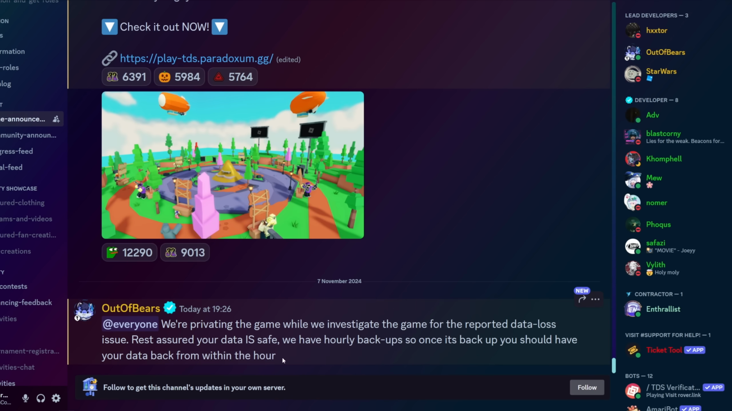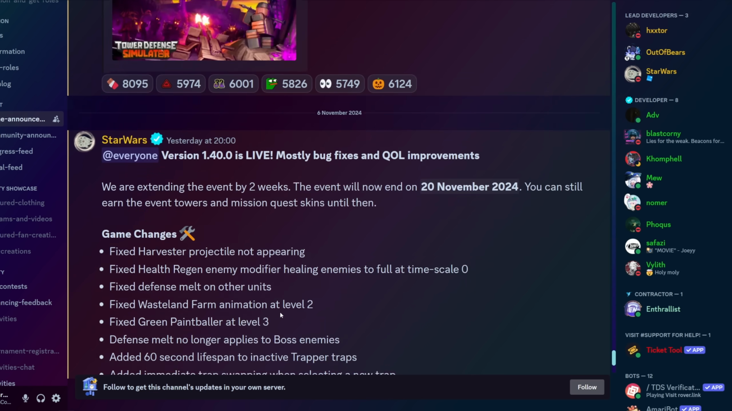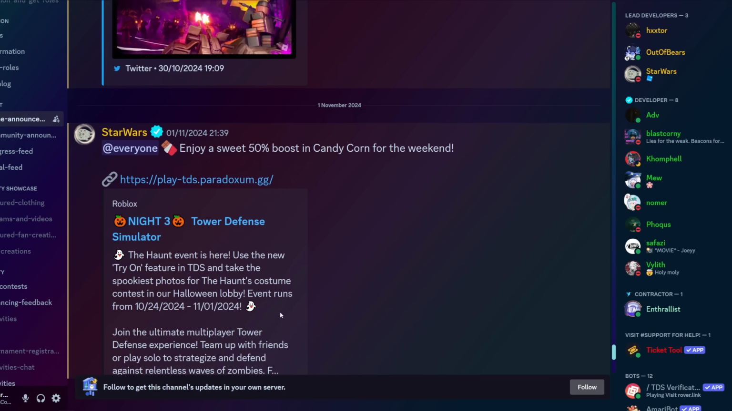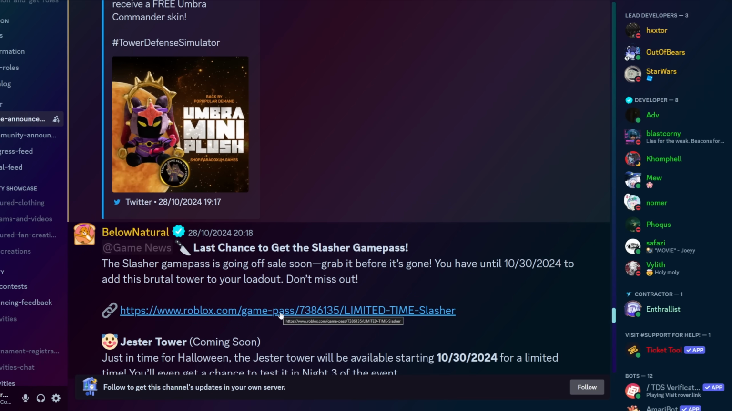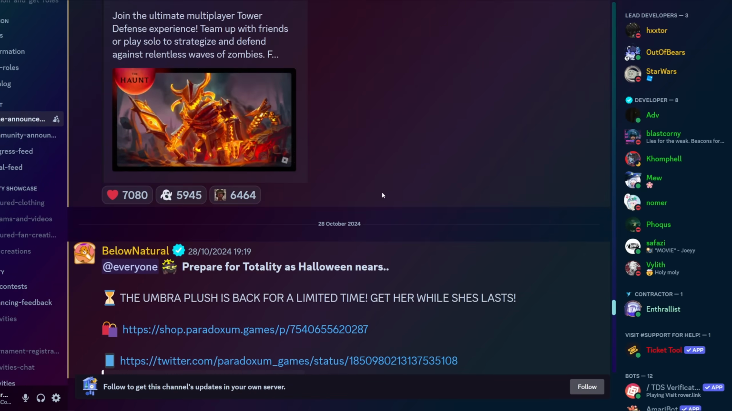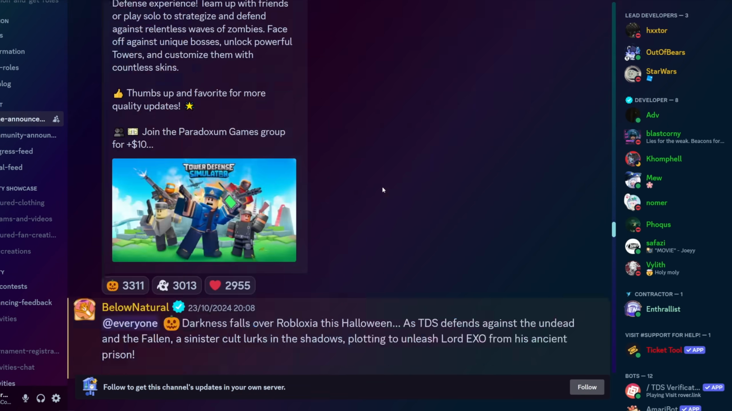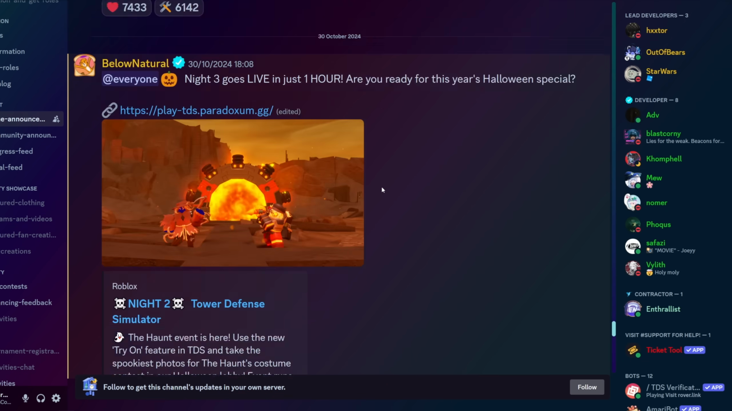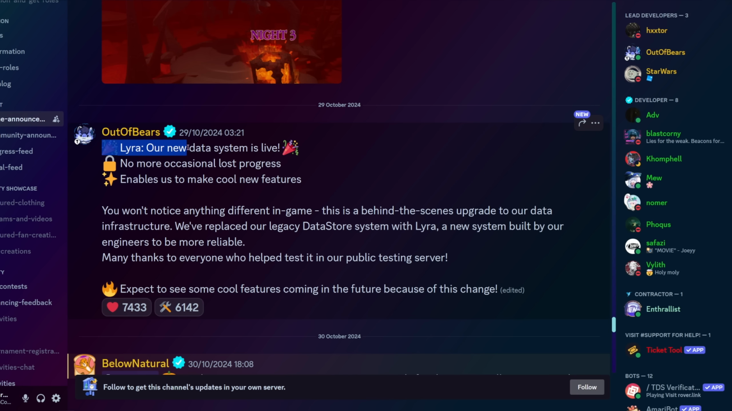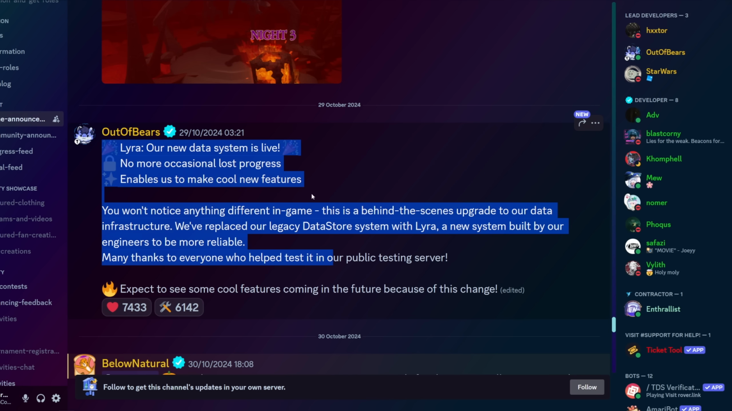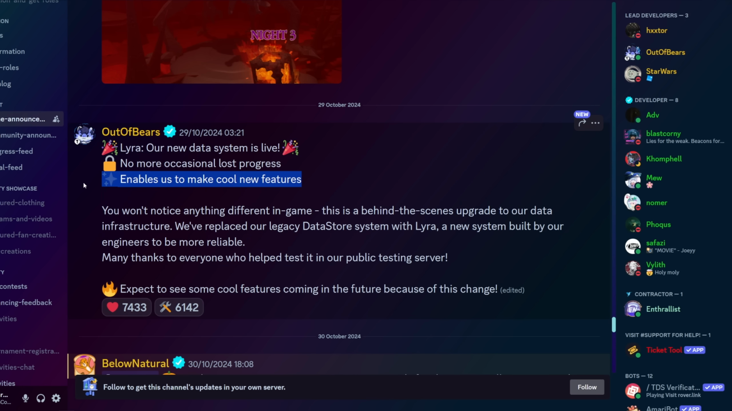Ironically, in the past hour or so before this, it's been 40 minutes since the game's been down. They're investigating data loss issues in Tower Defense Simulator. It's not the first time there's been widespread data loss issues. The last time, I believe, was 2021, and they had to make a separate private server where people were able to go in there and reset their data stores, about a couple of hundred data stores if they wanted to. However, what's more ironic with this one is it came after a new data system went live, and it's like no occasional lost progress, enables cool features.